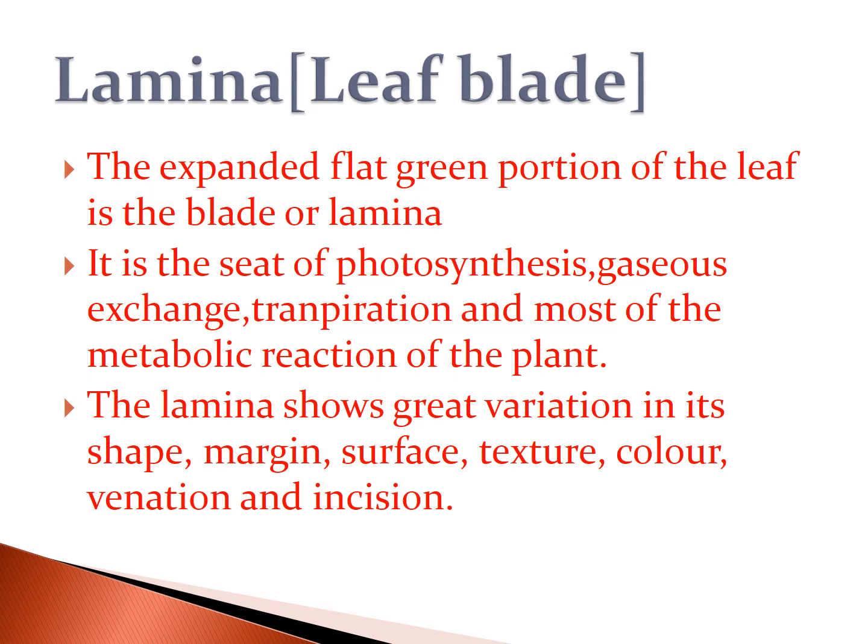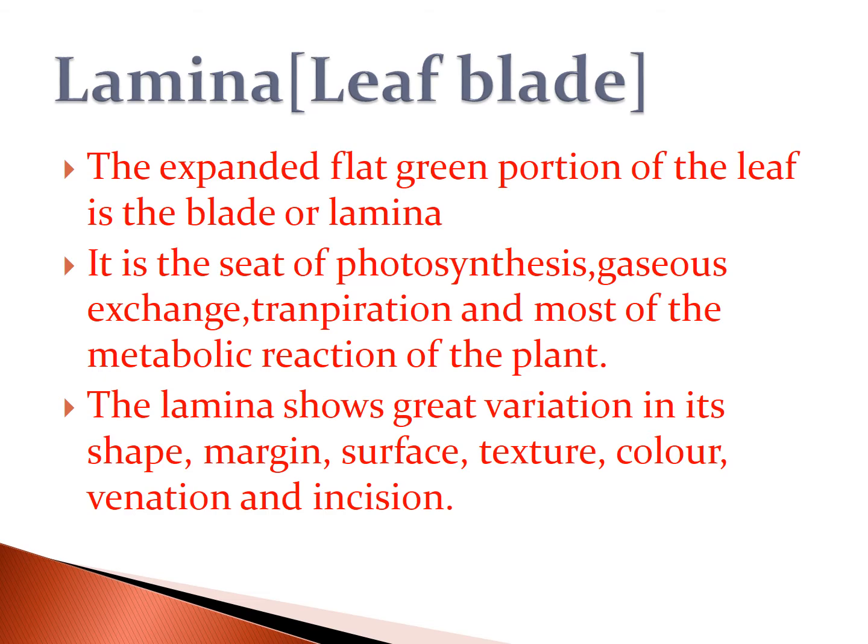It is the seat of photosynthesis, gaseous exchange, transpiration and most of the metabolic reactions of the plant. Now you can understand that most of the leaf is lamina, because it is green in color, and here photosynthesis, gaseous exchange, transpiration and most of the metabolic reactions are done. So the lamina is very important.